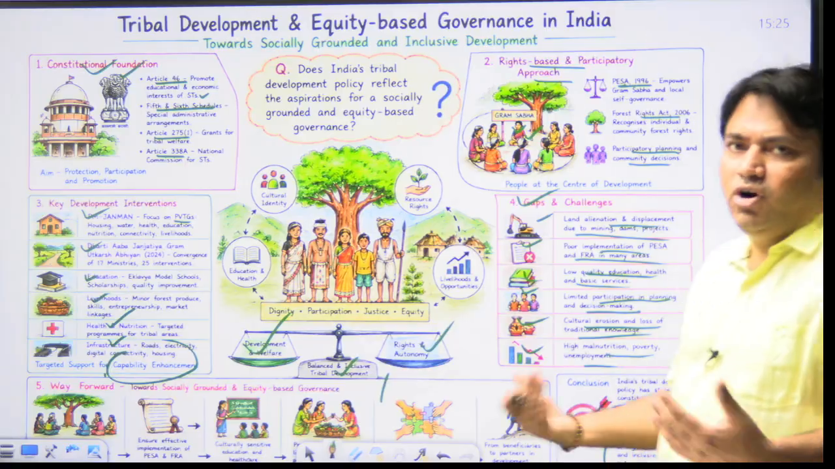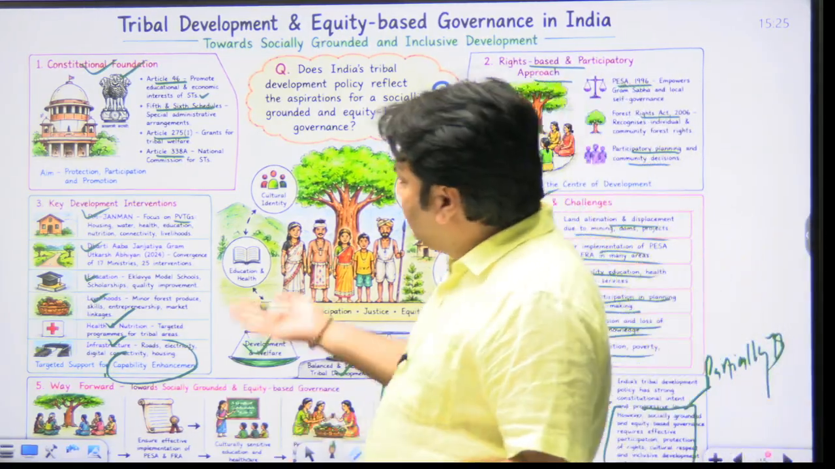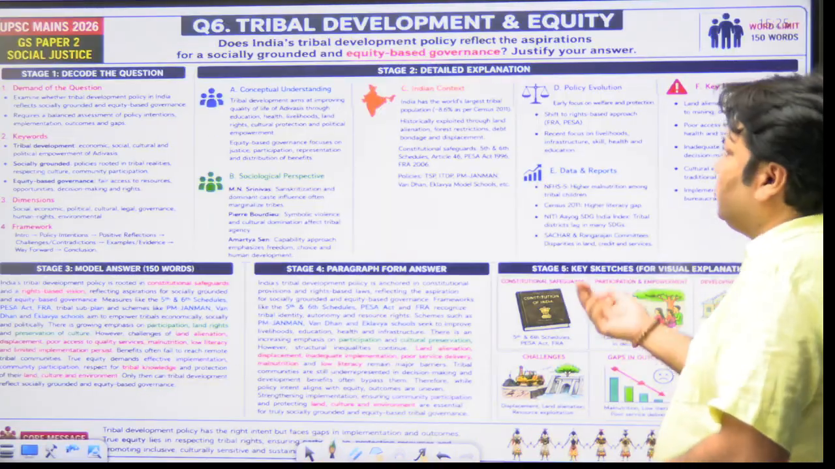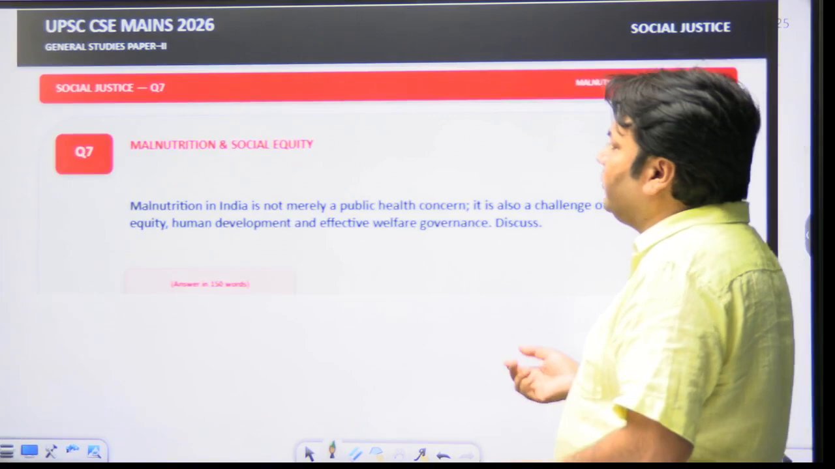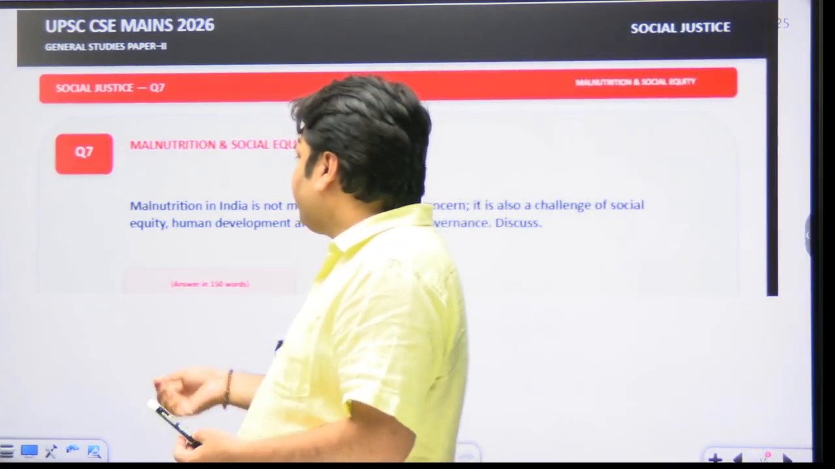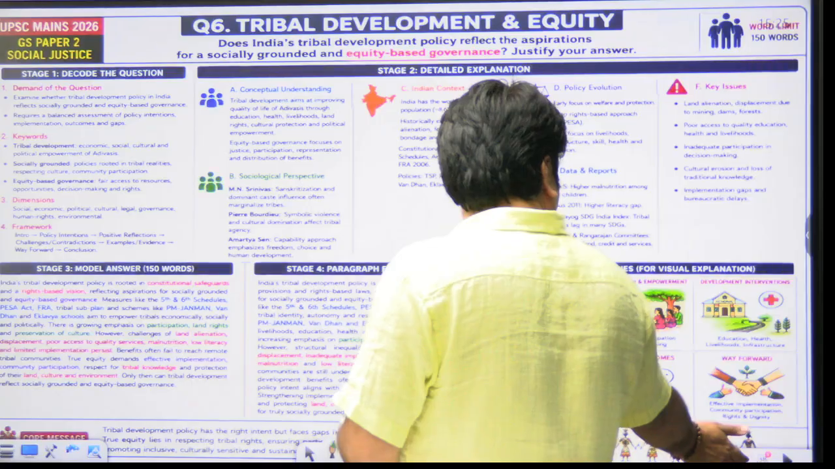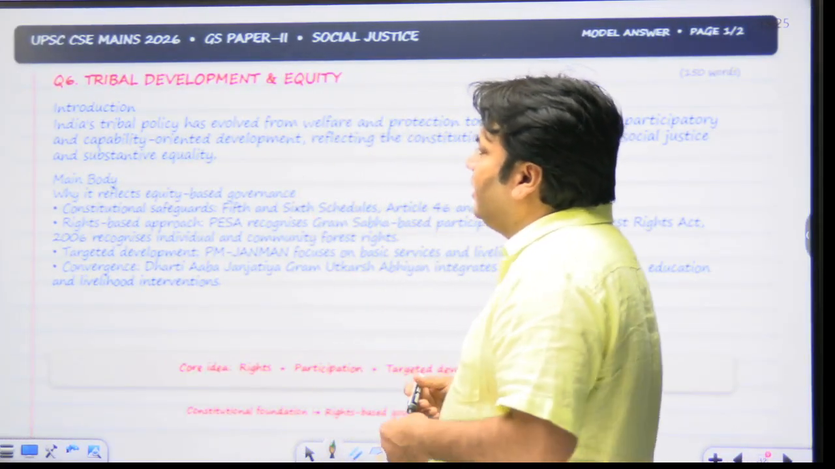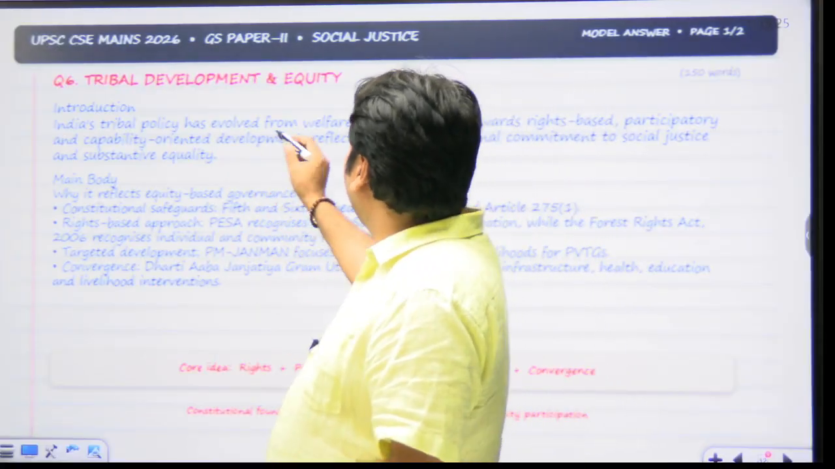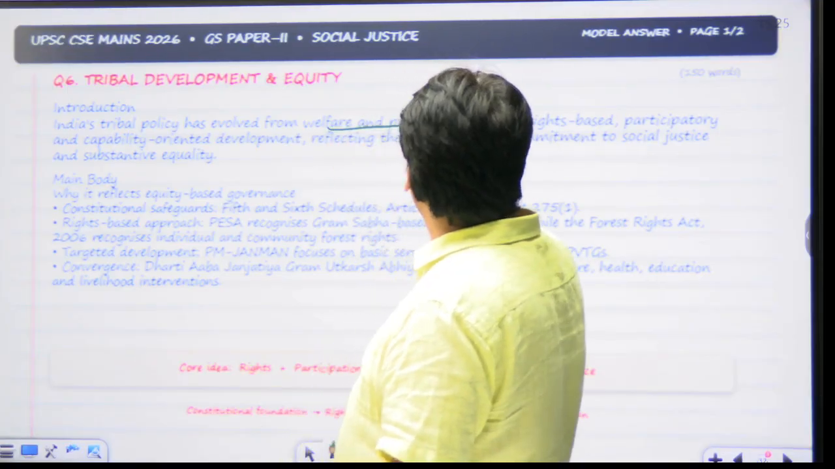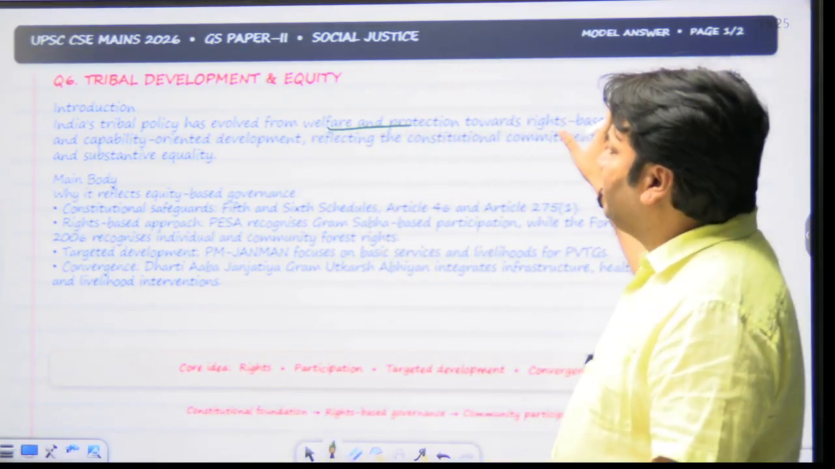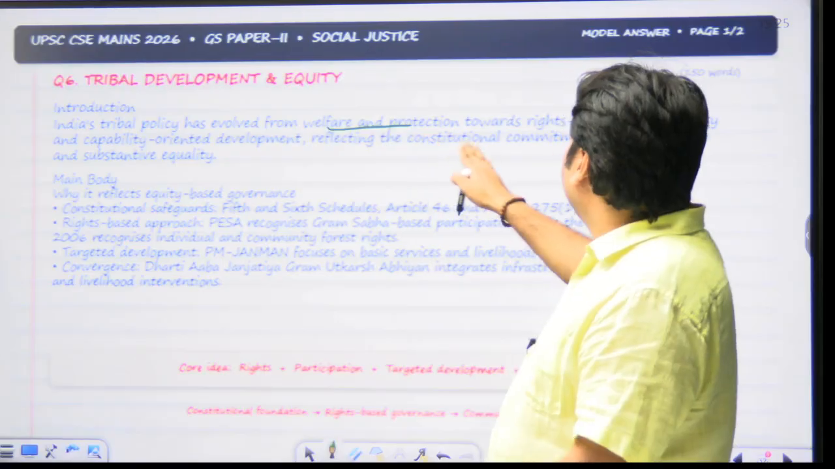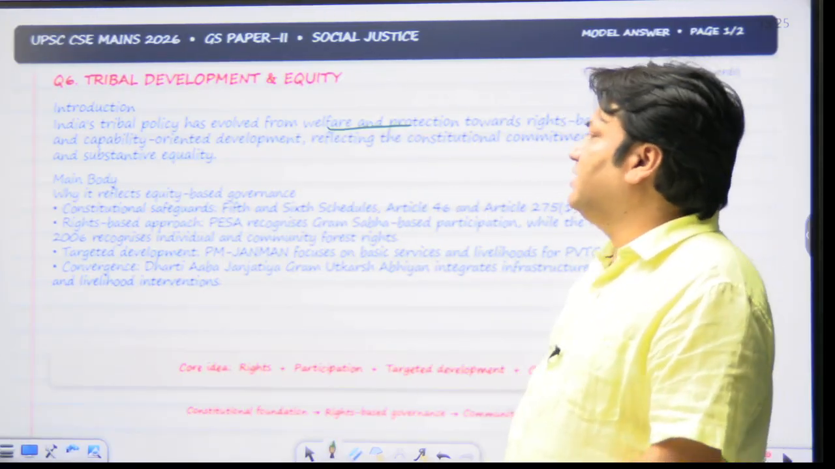So there are different models, and based on the discussion, you can also change the format of answer. Now, since you have to write the answer of this question in 150 words, you can write the answer like this. In the introduction part, you can write that India's tribal policy has evolved from welfare and protection toward right-based, participatory and capability-oriented development, reflecting the constitutional commitment to social justice and substantive equality.